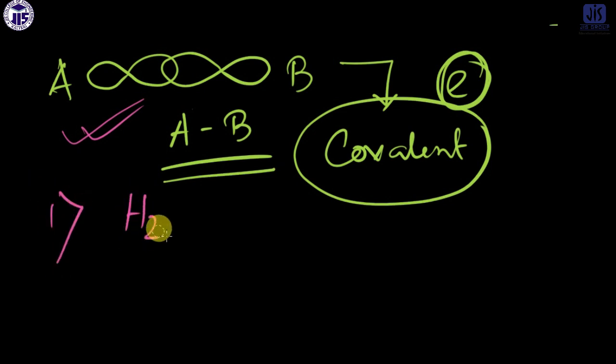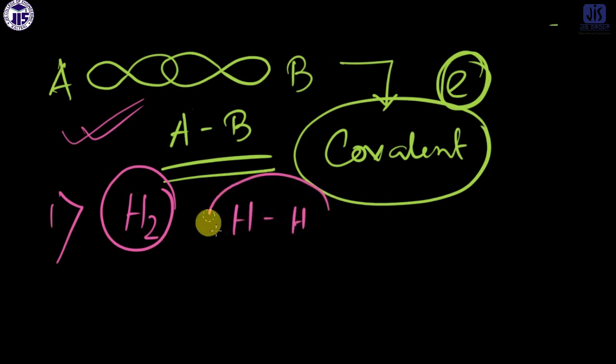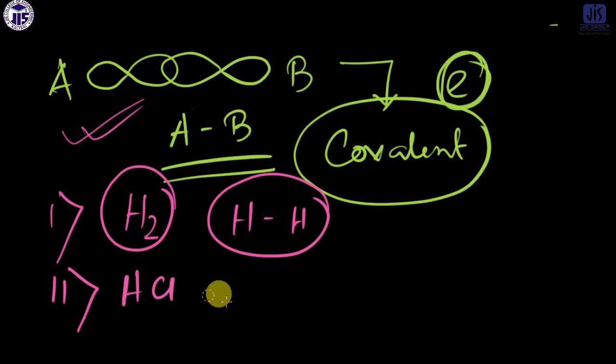Homoatomic means that the same kind of atoms are present, like H2. When H and H form a bond, then H2 is formed. Another example is heteroatomic. Heteroatomic means different atoms are present, for example, HCl. So this is heteroatomic, H and Cl. When they attach with each other, they form the covalent compound. Okay, so now look here.